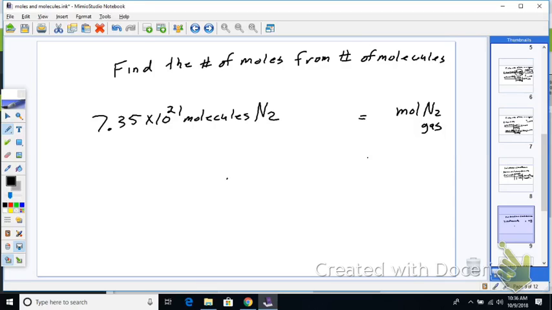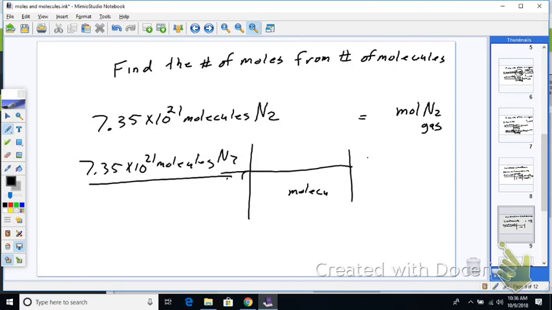So, we have 7.35 times 10 to the 21st molecules of N2. So down here we go molecules of N2. And up here we go moles of N2. So what number goes down there? 6.02 to the 23rd. And up here goes 1. And so we're just going to divide that out. It's going to be 21 minus 23. So that'd be a minus 2. And that would be our answer to the minus 2. So it'd be 1.22 times 10 to the negative second, or 0.0122.